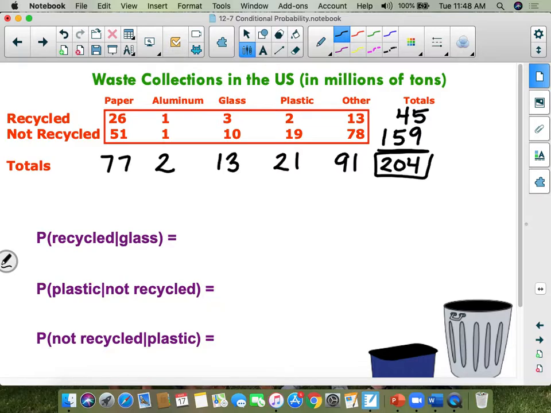204. So the first thing you want to do on your worksheet is to add up your columns vertically and horizontally and make sure that all of these add up to 204 and all of those add up to 204, so you didn't make a mistake.